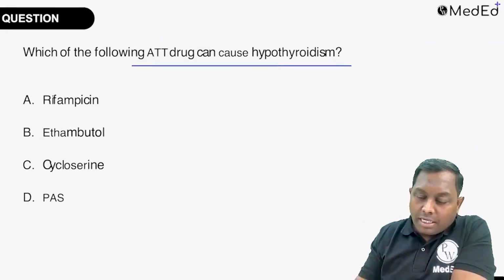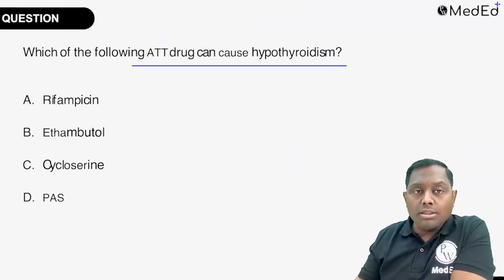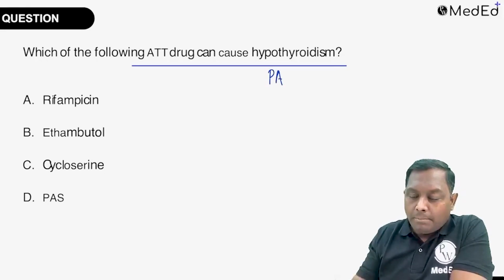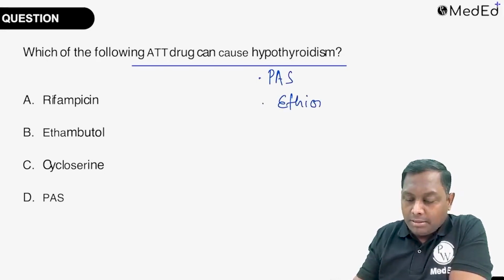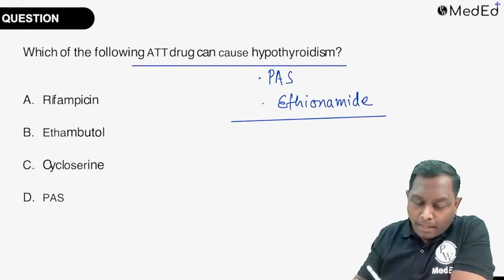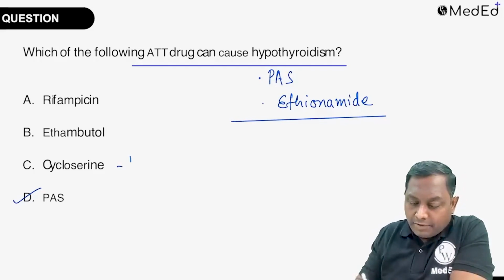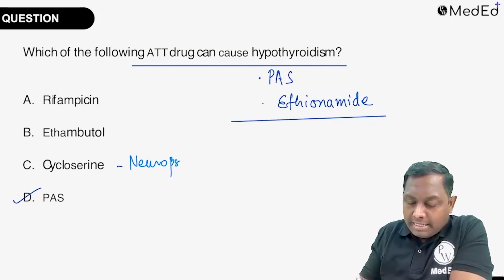Which ATT drug causes hypothyroidism? Now there are 2 drugs that have been associated with hypothyroidism: para-aminosalicylic acid and ethionamide. These are the 2 important drugs associated with hypothyroidism. Okay? So cycloserine is going to cause a neuropsychiatric side effect. It can make you psycho, so I say the neuropsychiatric side effect will be with cycloserine.